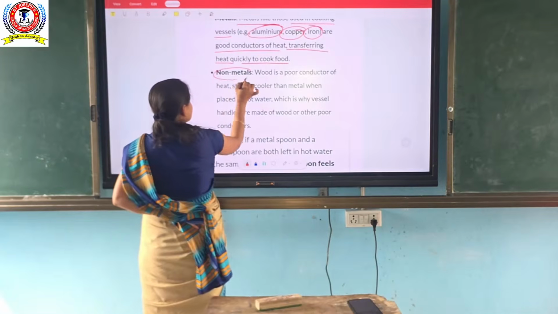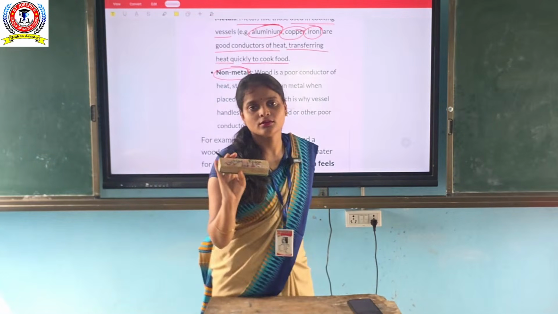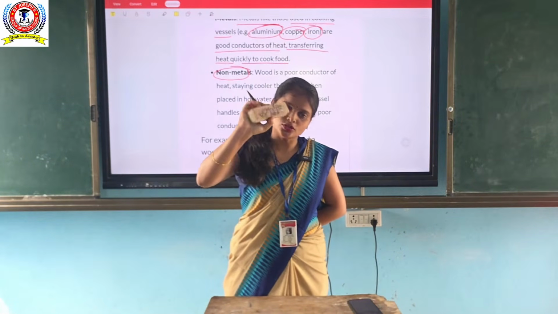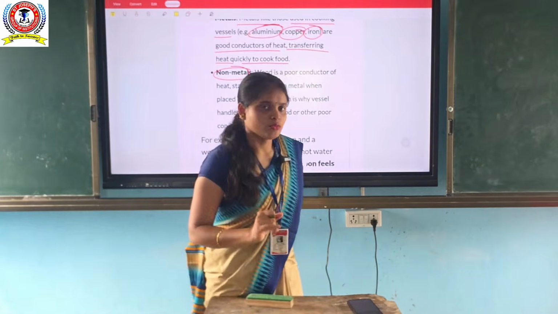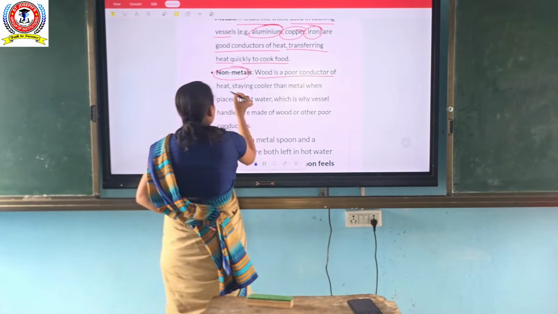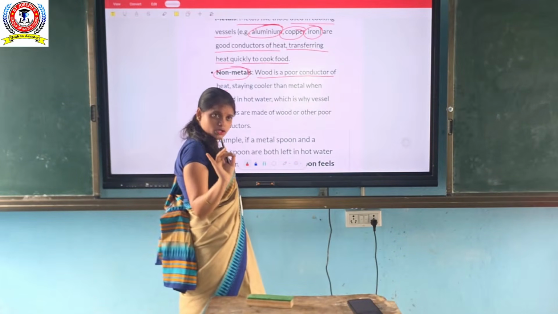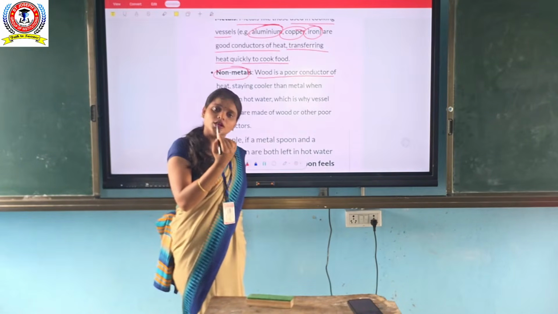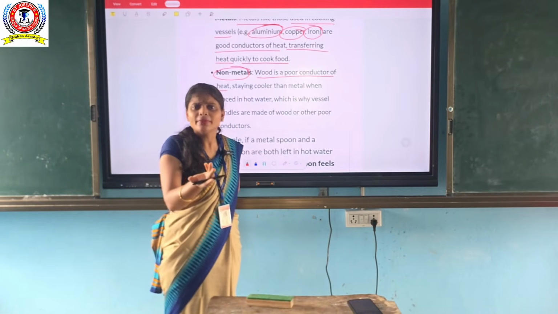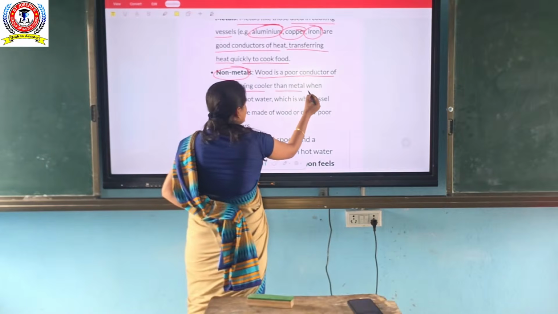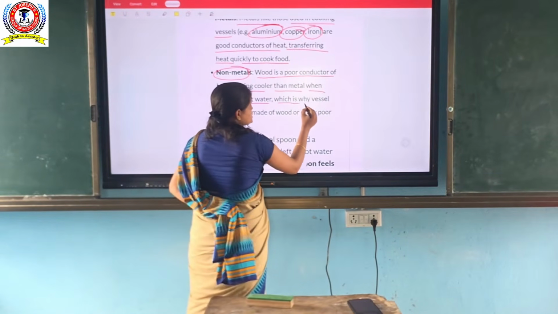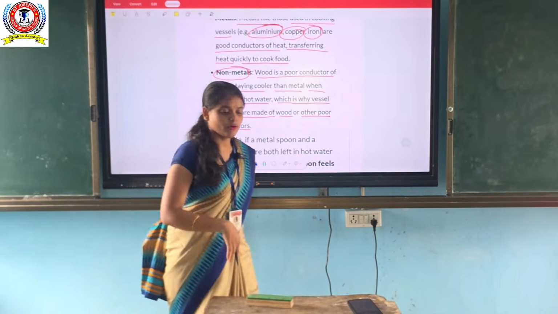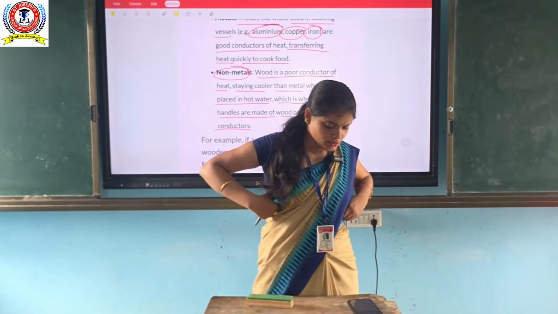Another, non-metal. Can you say that this wood, can heat transfer through it? Can heat transfer through this wood or through the duster? Tell me. No. So wood is a poor conductor of heat. Listen carefully. Wood is a poor conductor of heat because wood is a non-metal. And a spoon, your iron, is a good conductor of heat because heat can easily pass through it. So it stays colder than metal when placed in hot water, which is why vessel handles are made of wood and other insulators. We will discuss what is a conductor and what is an insulator.